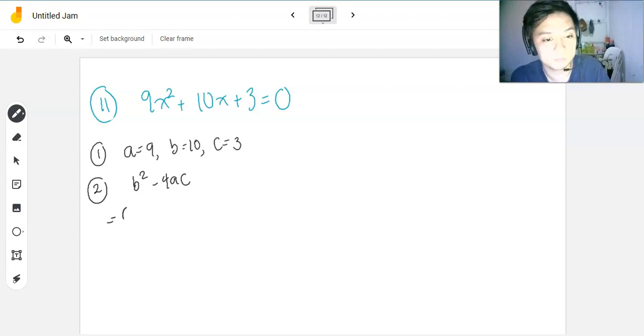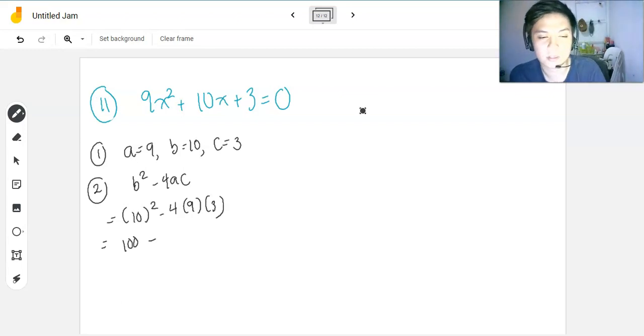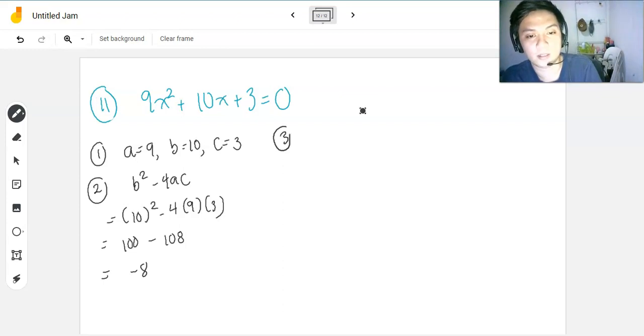This is equal to square of 10 decreased by the product of 4, 9, and 3. This is going to be 100 minus 3 times 4 is 12 times 9, 108. Ayan. Or 4 times 9, 36 times 3, 108. So, ang sagot dito, syempre, definitely negative kasi 100 yan minus a number bigger than 100. So, negative 8.